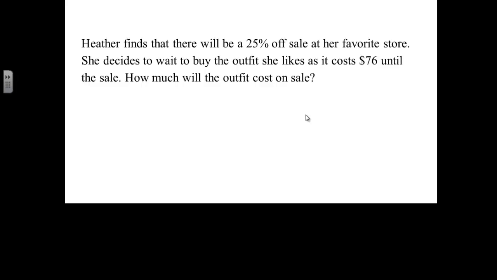Now there are two ways of looking at it. One is, what is 25% of $76? What is 25%, or whatever the percent is, of the original amount? That amount is then taken from the original. Or, if it's 25% off, that means there's still 75% that must be paid. And we say, what is 75% of the original amount?